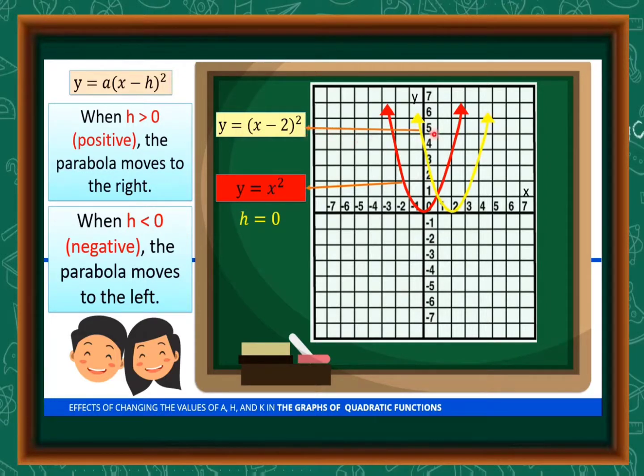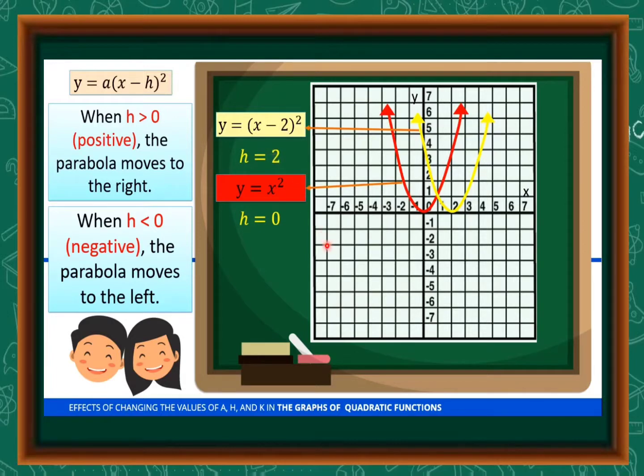Nag-move siya to the right ng 2 units. Bakit? Because h is equal to 2. Dahil dito we have x minus h. Ang h natin, yun yung ating kukuhanin. So bakit positive 2? We have here negative 2. So remember, para hindi kayo nalilito, you just get the opposite sign. Ang h natin ay magiging positive 2.